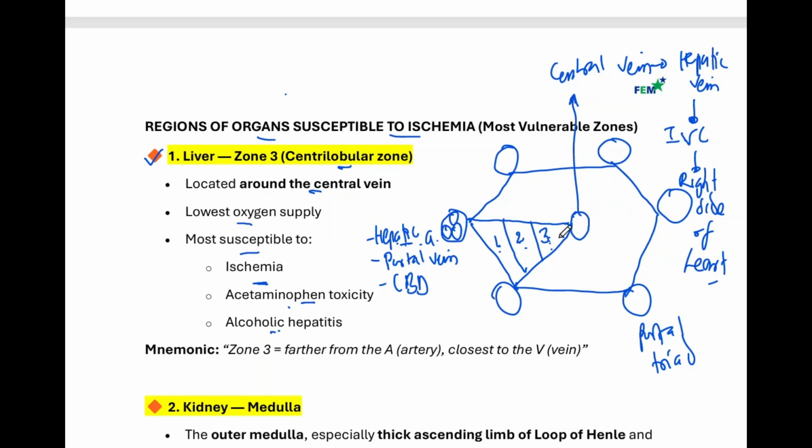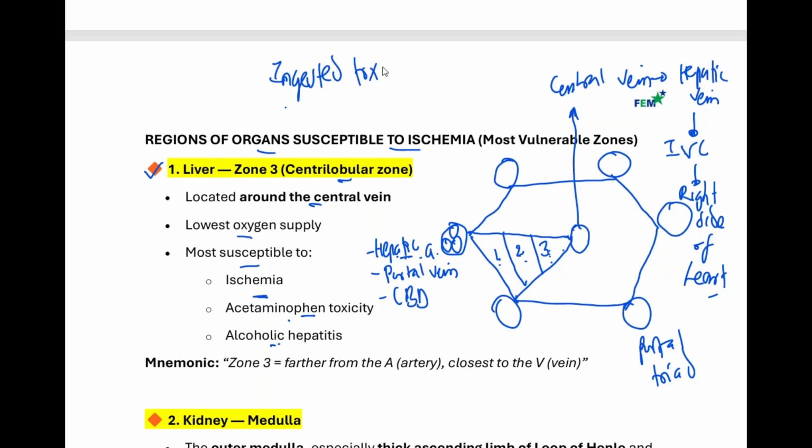And just a side note, if this is supposed to be an ingested toxin, for instance, let's say somebody who overdosed, who took a lot of cocaine, which area will be affected first? Very good, because when the toxin is coming in through the portal vein, the first area it's going to get to is zone 1. So ingested toxin is going to affect zone 1 first, as opposed to metabolite toxin.